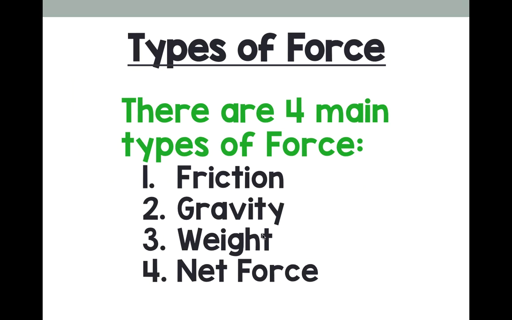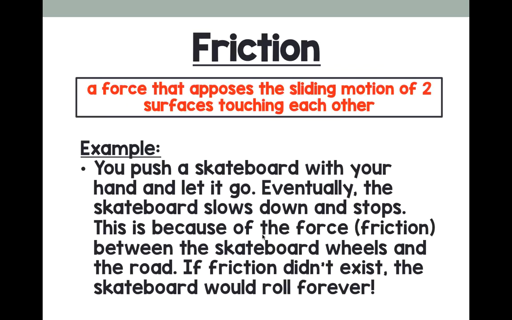So the first one is friction. So again, we're talking about the 4 main types of forces. So the first one is friction, a force that opposes the sliding motion of 2 surfaces touching each other. So friction happens when you have 2 objects and they slide and they rub against each other. So an example is you push a skateboard with your hand and let it go. Eventually the skateboard slows down and stops.